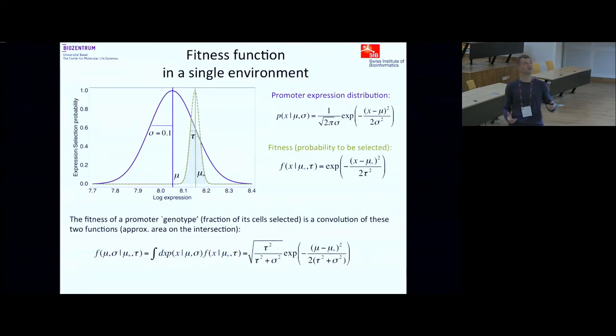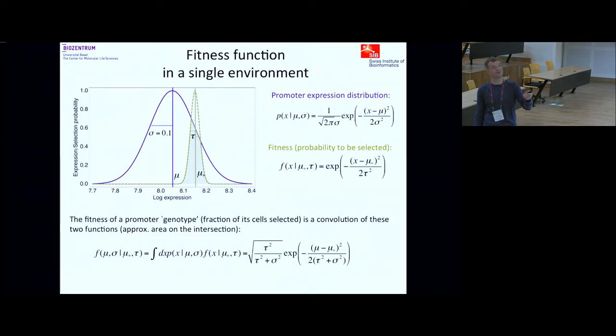What's the fitness function? The FOX says only cells that lie in a certain range make it through selection. According to the manufacturer, this selection is like a little block: if you're over this threshold, you're selected, and if you're over this one, you're no longer. But it's not really like that. We've done calibration measurements that show it's very well approximated by a Gaussian-shaped peak, where the probability to be selected is highest at the center of this window, and it has some width tau. So that's roughly also a Gaussian function.